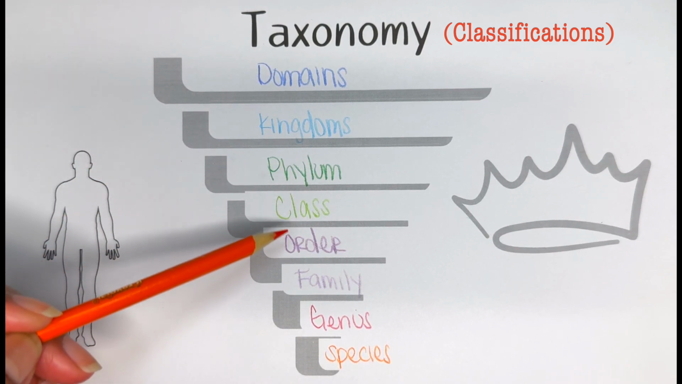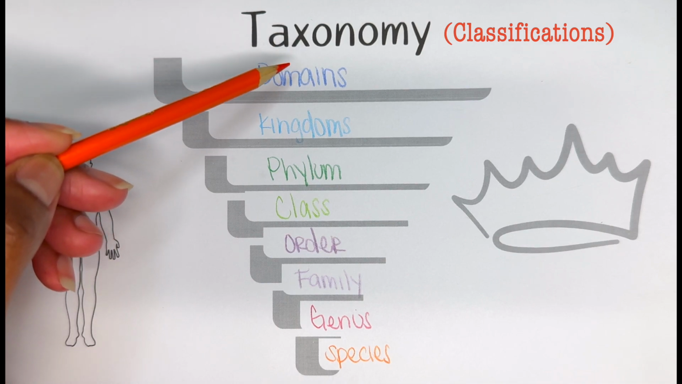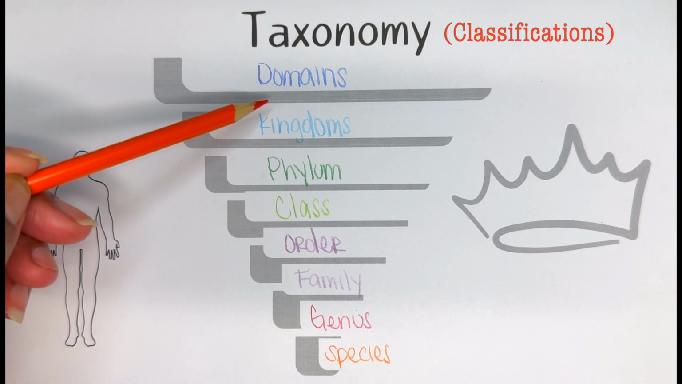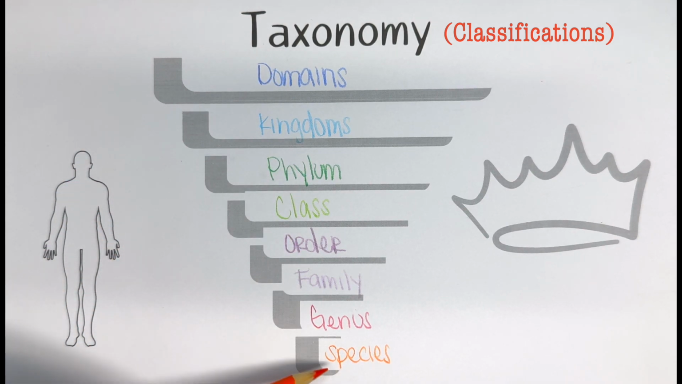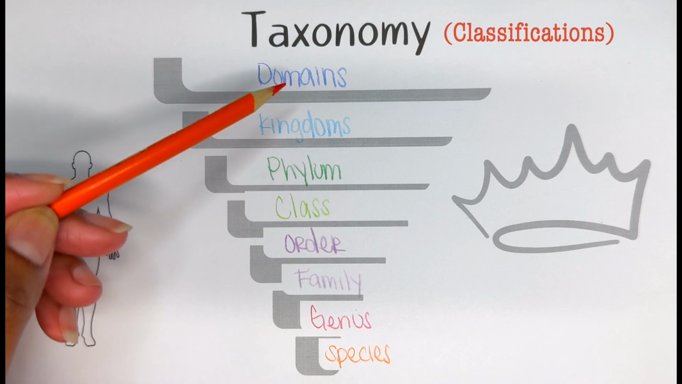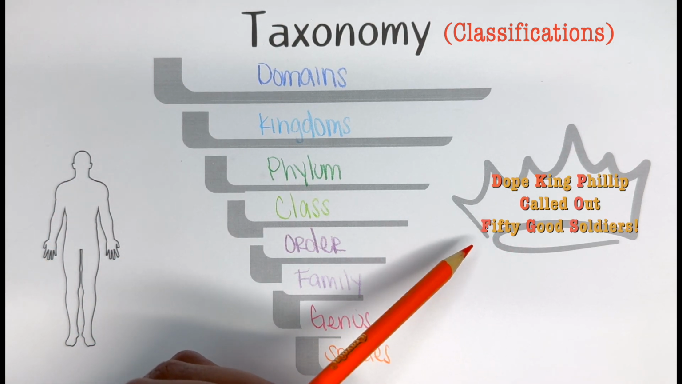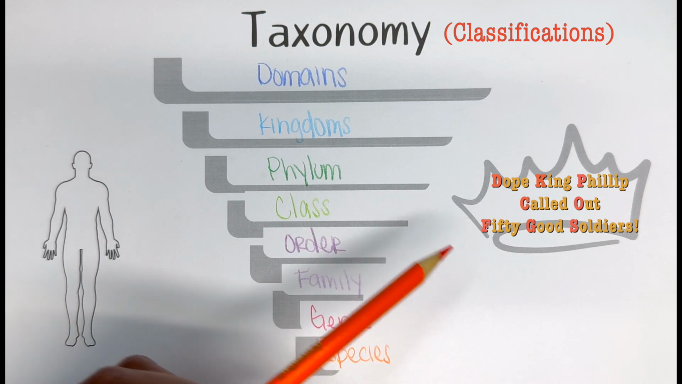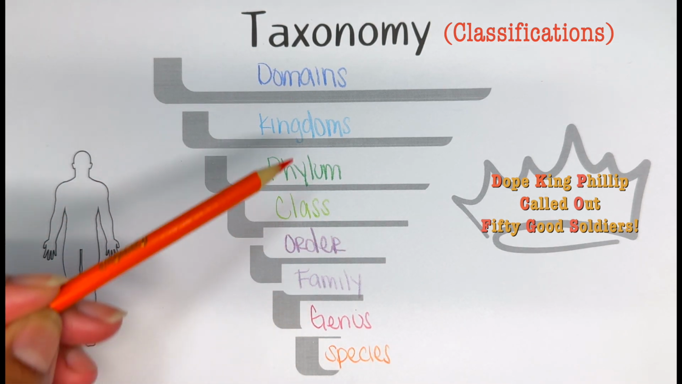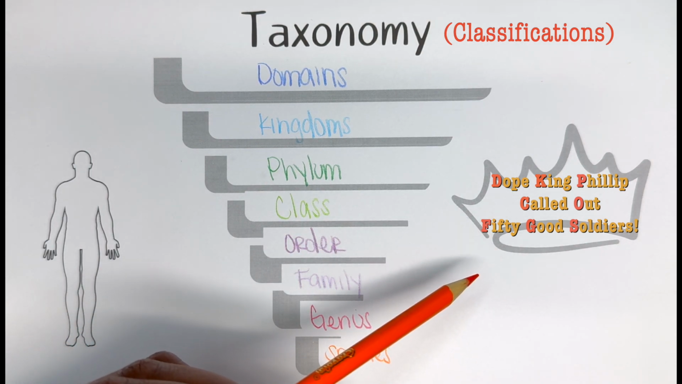Here we have the 8 different levels or categories for the classifications, also known as taxonomy for organisms. So we have the most broadest category, which is domain, to the more specific category, which is species. A good way to remember this order is this really cool mnemonic right here, which is Dope King Philip calls out 50 good soldiers. So more than likely you'll have a test question that's going to ask you to name the order or put this in order. So remember this mnemonic so you could do good on that test question.